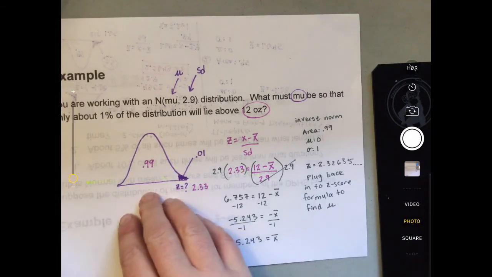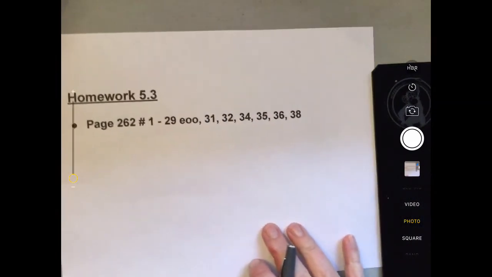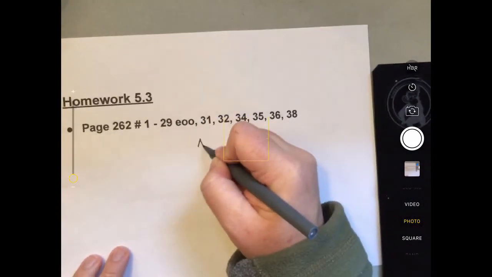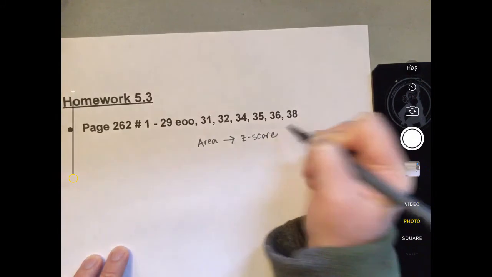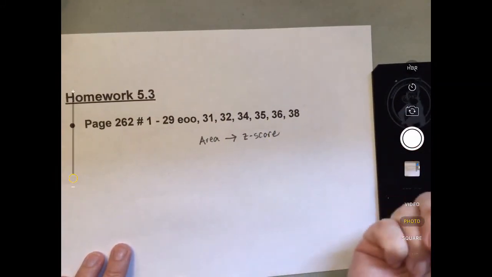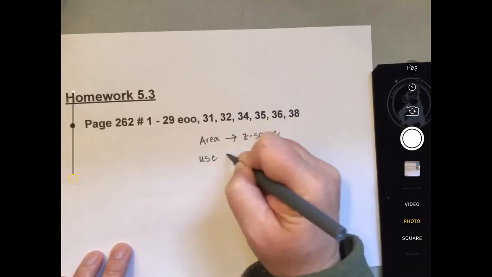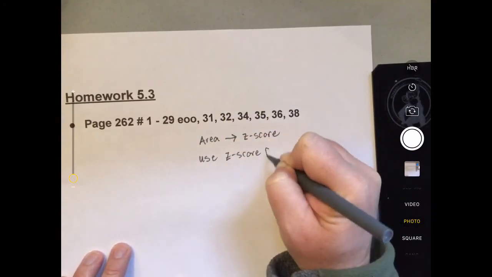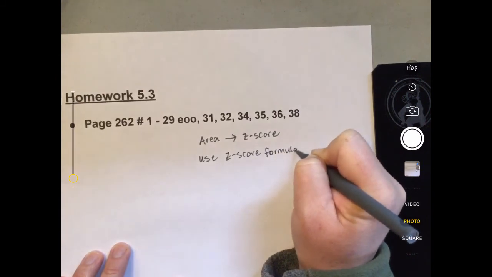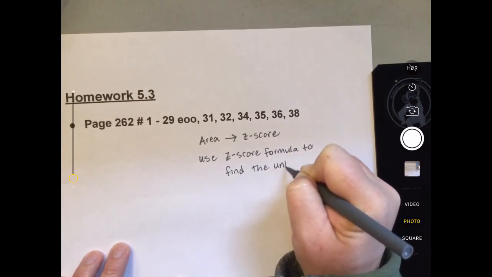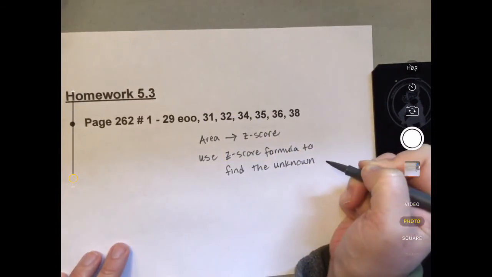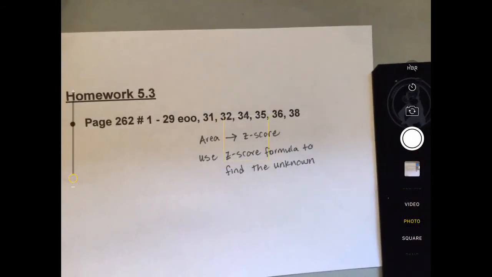So today, really, we focused on going from an area to a z-score. And then we used that z-score formula to find the unknown. All right, you can look in the middle of your chart, or you can use inverse norm or inverse normal on your calculator. Good luck with the homework.